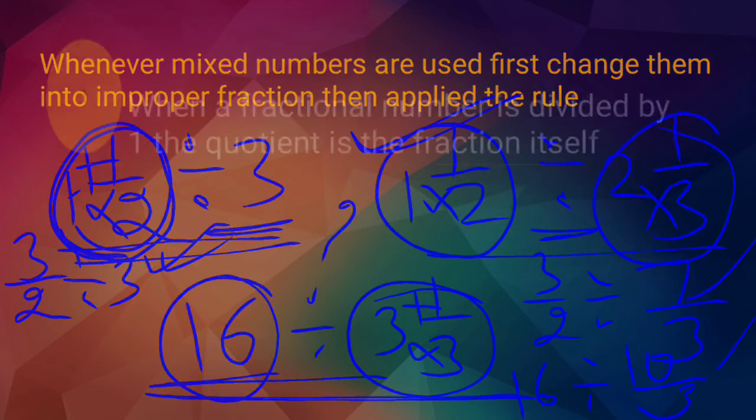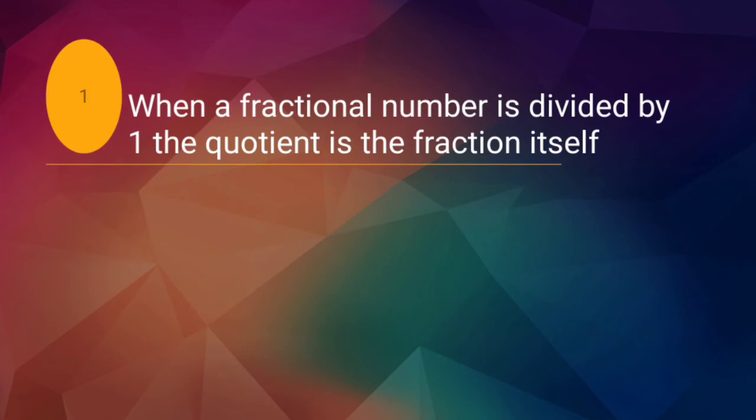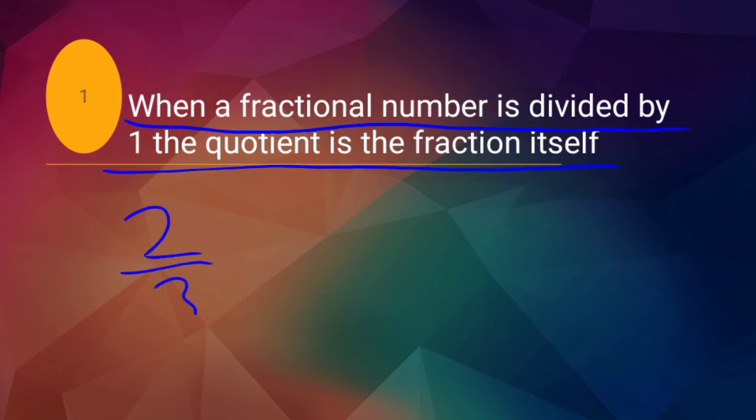These are the properties of division. The first property says that when a fractional number is divided by 1, whenever you divide a particular fractional number by 1, in that case, I am taking an example so that you can understand better. This is a fractional number 2 upon 3 and we are dividing it by 1. So what will you get? You will get the fraction itself. The same number you will get again.